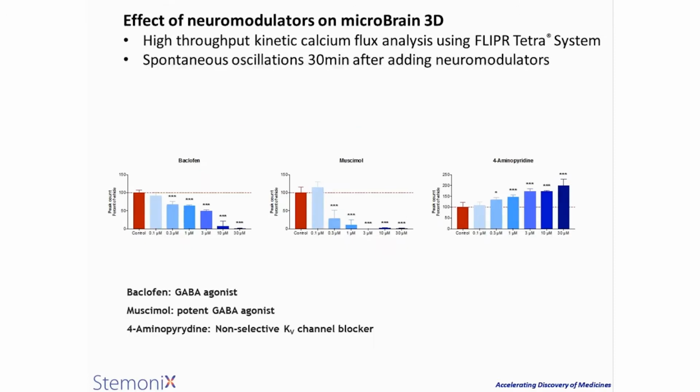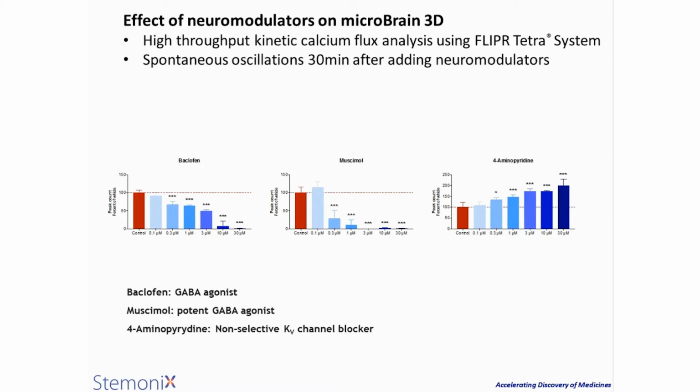Our system is also composed of GABAergic neurons, so we decided to test if we can also have GABAergic regulation there. We tested the GABA agonists baclofen and muscimol. These are compounds that are going to potentiate the GABAergic system, the inhibitory system. Once you are potentiating that, you are reducing the number of oscillations, and we are able to capture that also in a dose-dependent manner.